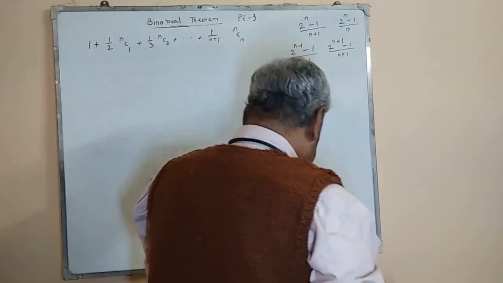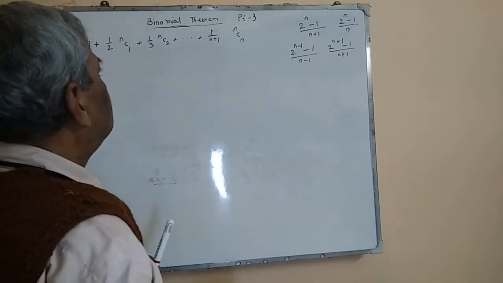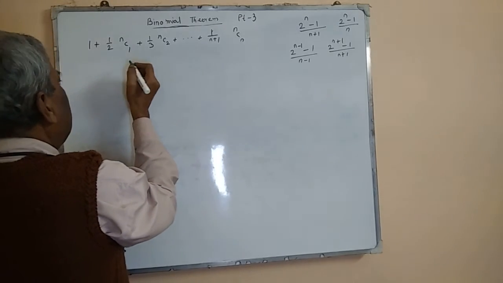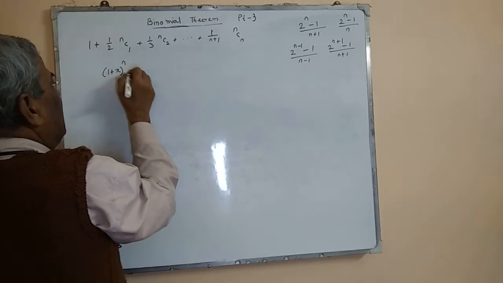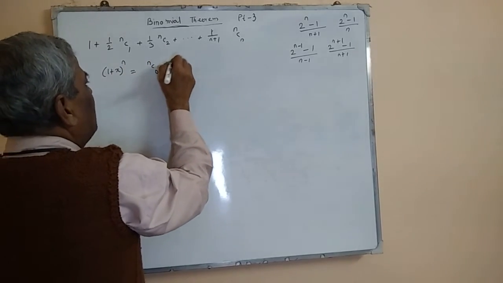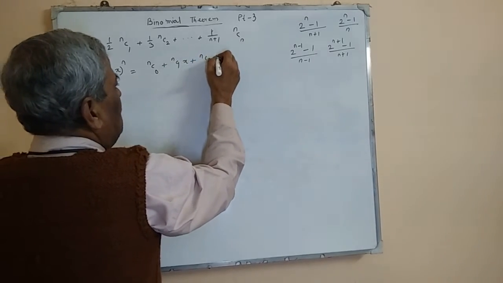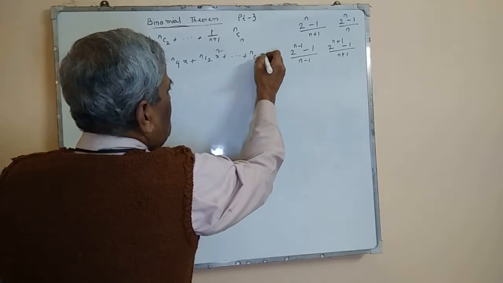4 options. Now, last day we have seen that (1+x)^n, that binomial, is nC0 plus nC1 into x plus nC2 into x squared up to nCn x^n.